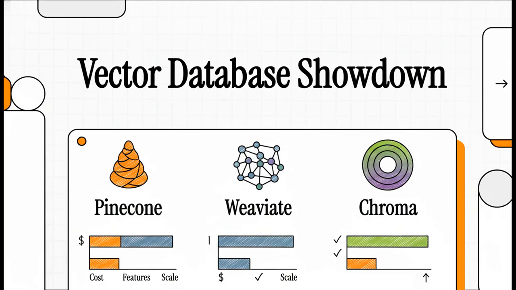All right, let's settle a huge debate for anyone building with AI right now. It's time for the vector database showdown. Pinecone versus Weaviate versus Chroma. Okay, let's get right into it.